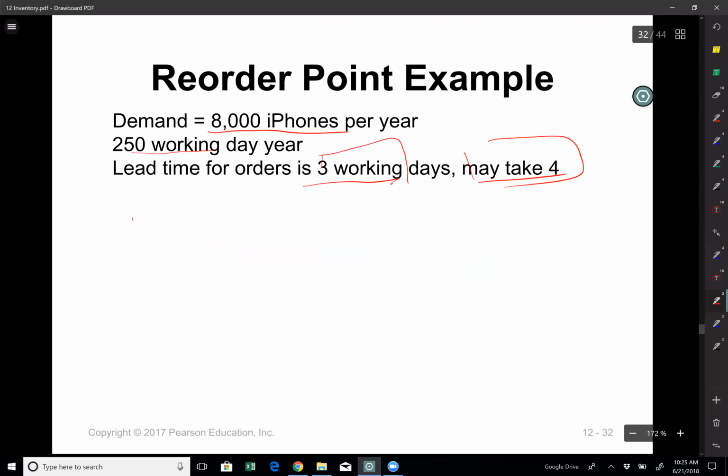So my reorder point then is d times L. So I don't know the demand per day. I know demand per year. So to find demand per day, I can divide capital D, which is demand per year, by number of working days, which is 250, times I can multiply by lead time of 3. That would give me 96 units.